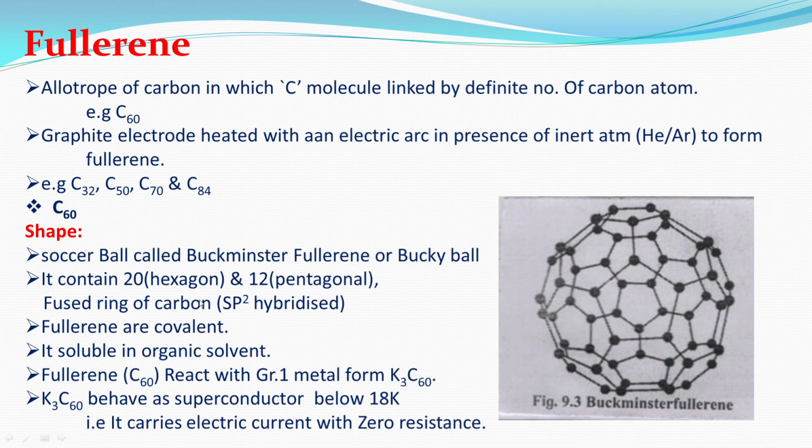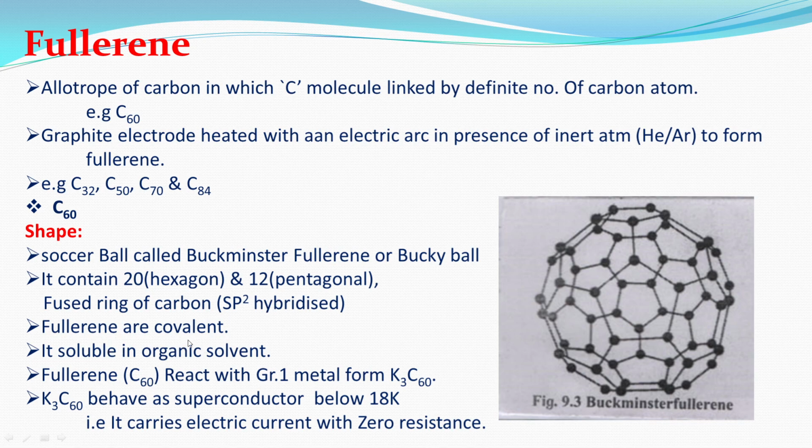Here is the structure of Buckminsterfullerene, or buckyball. This structure contains 20 hexagons. Here, 1, 2, 3, 4, 5, 6. There are 20 hexagons, and 12 pentagons. Here are the 12 pentagons, 1, 2, 3, 4, 5. The 12 pentagonal fused rings of carbon are sp2 hybridized.